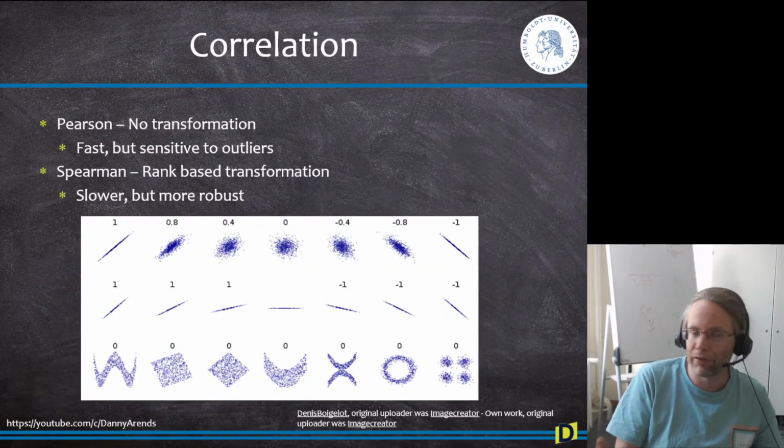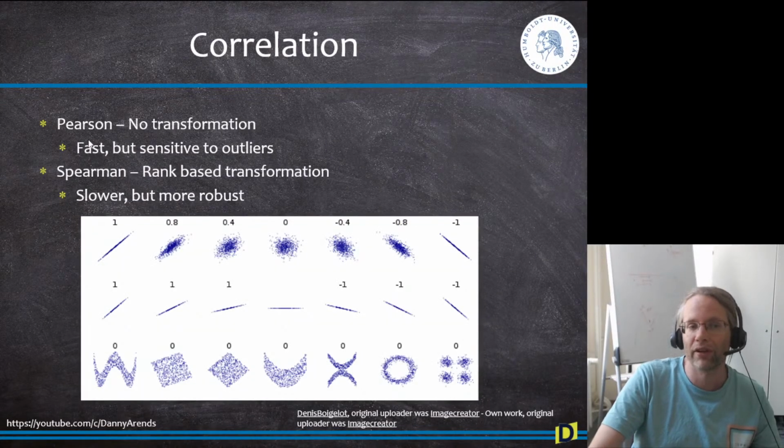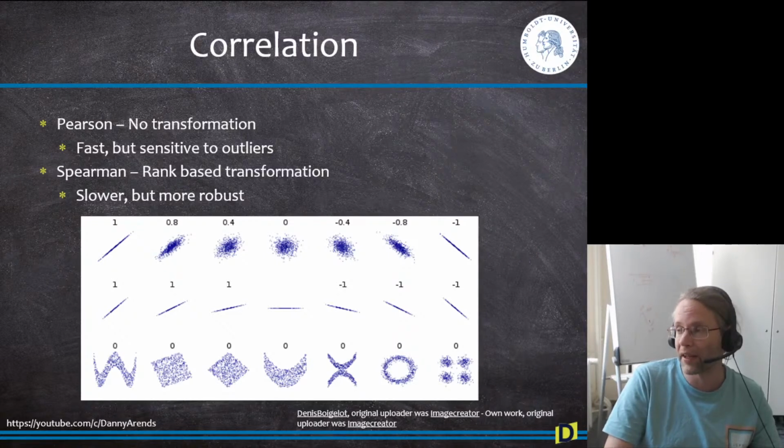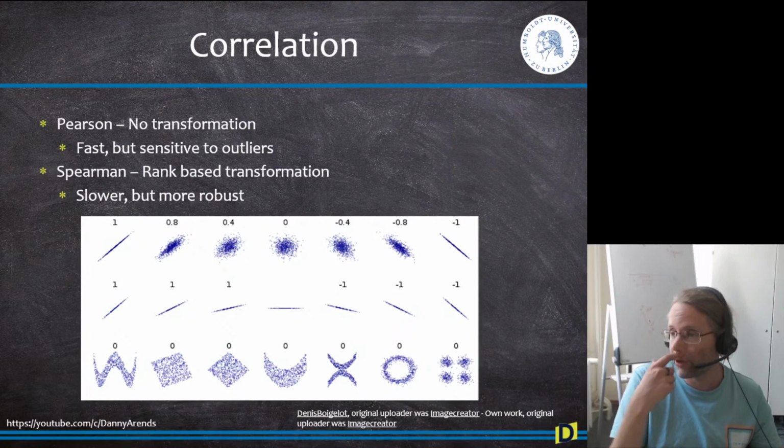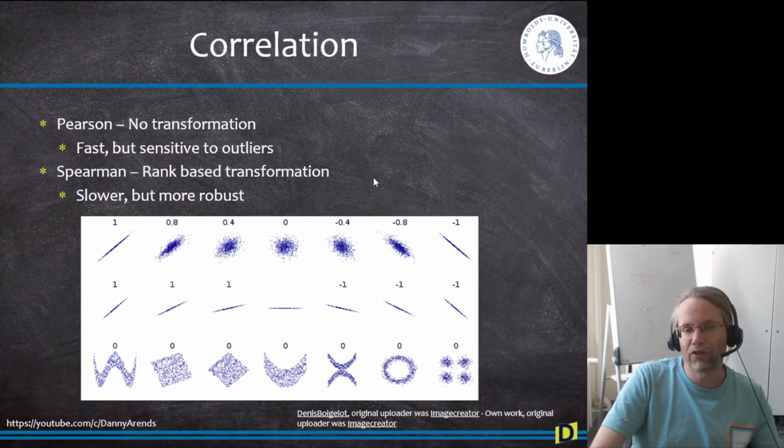So there are 2 different types of correlation. Pearson correlation, which is the parametric correlation, so it doesn't do any transform. It is fast, but it's sensitive to outliers, and it has a normality assumption. Not only that, it also has the same variance assumption like in the t-test. So if you do Pearson correlation, test if your 2 variables are normally distributed. If they are, you can do Pearson. If they're not, you have to use Spearman, which is a rank-based transformation. It's slower, but it's more robust, right?